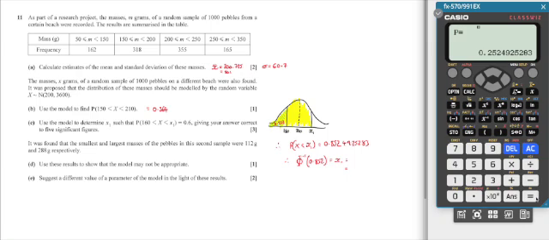So let's go back onto our distribution, inverse normal, and that's going to be 0.85249 25283. And correct to 5 significant figures, this is 262.83.